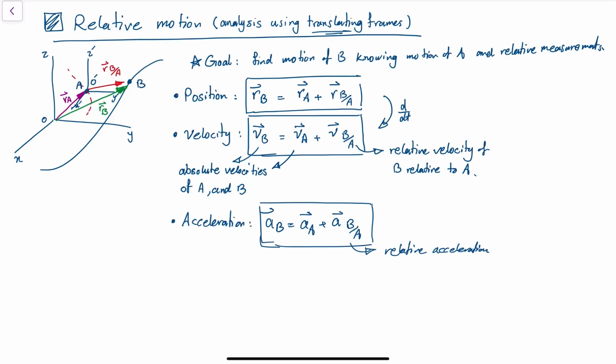So if the observer sitting at A has this information about positions, velocities, and the acceleration of particle B relative to the observer A, and we have information about absolute motion of A, we can find absolute motion of B. Or in many cases, we can basically mix and match. We can have information about A, information about B. We want to find the relative motion, or if we know any two of them, the third one can be found.